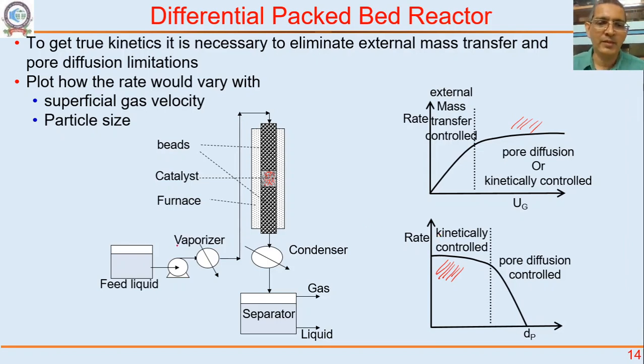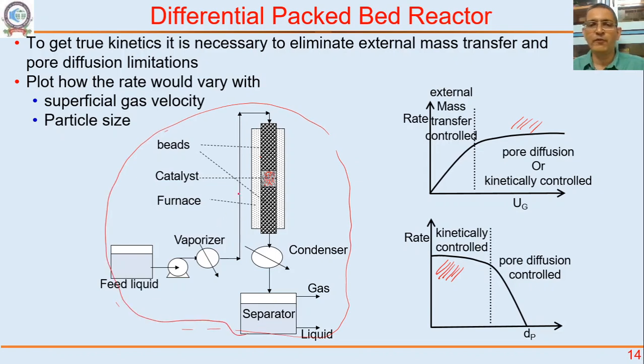This could be a setup. You could have a liquid, vaporized, gas going through, catalyst is there, heater is there, beads are there just to make sure that heat is transferred so that we can vary temperature, and then whatever gas comes out we can condense. There will be a gas and liquid that can be separated. So this is one possible experimental setup that you can make.